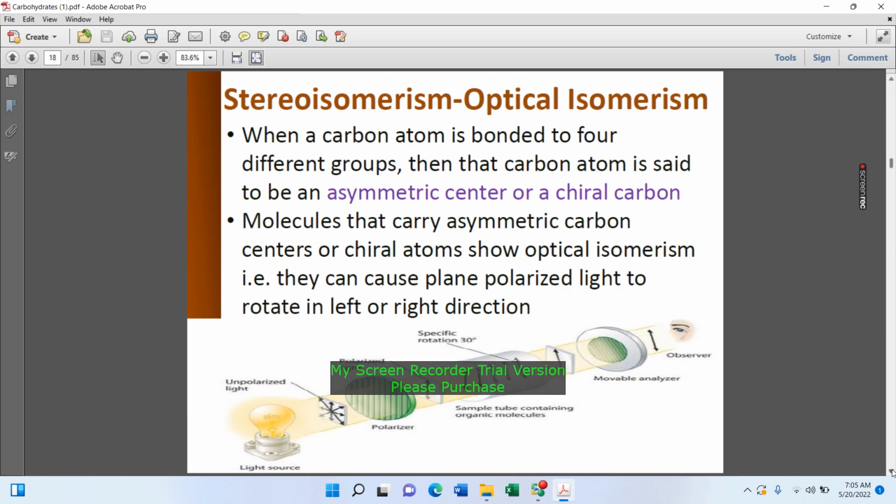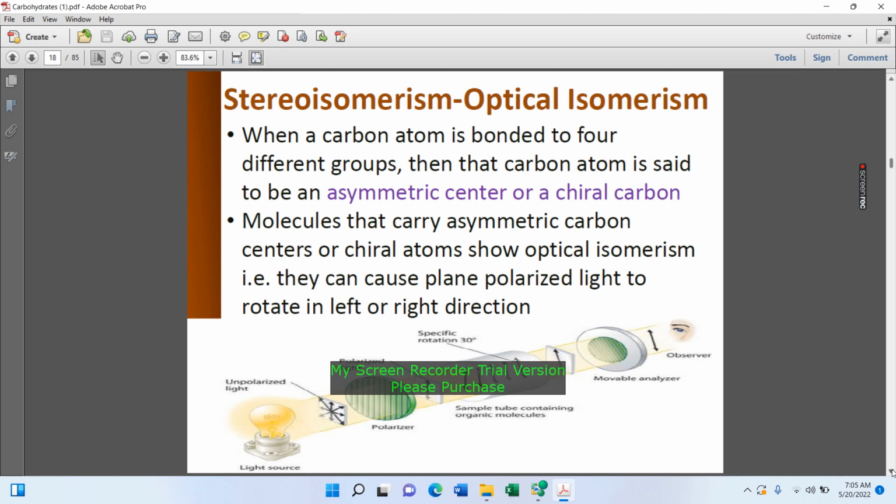Stereoisomerism or optical isomerism: when a carbon atom is bonded to four different groups, then that carbon atom is said to be an asymmetric center or a chiral carbon atom. So we know that a chiral carbon means that it has four different groups attached to it. Molecules that carry asymmetric carbon centers or chiral carbon atoms show optical isomerism.